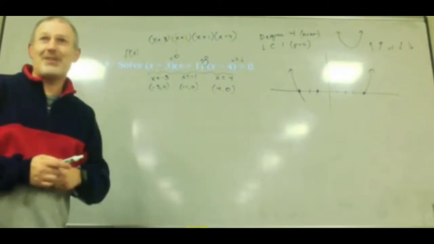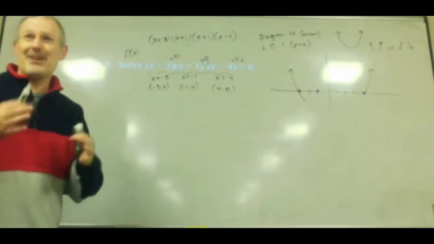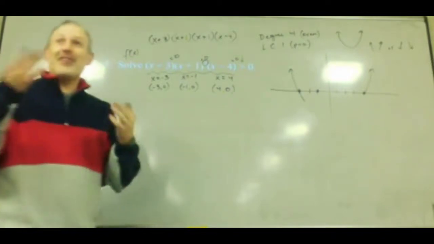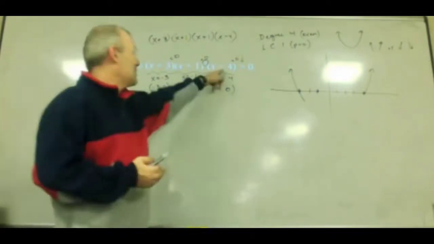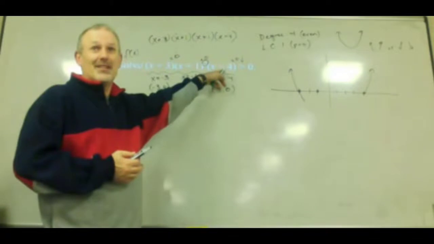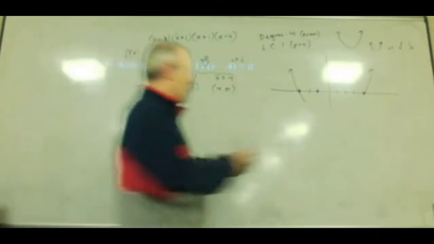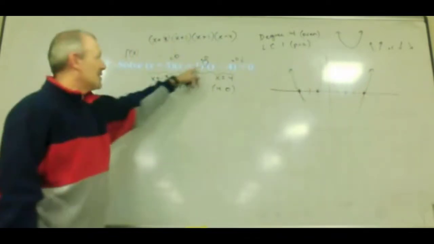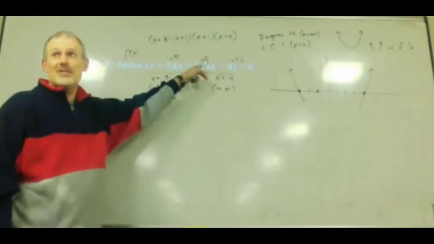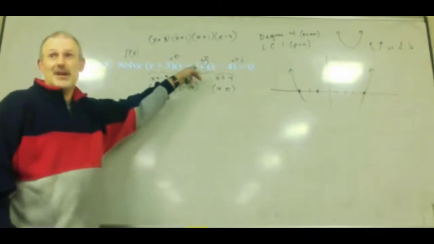Okay, I'm not trying to embarrass anybody. I just really want to make sure we get it so that we understand. Now let's do the other easy one, hopefully easy. This one, what's the multiplicity? 1. So what's going to happen when x is 4? It's just going to go through. Okay? Now this one has a multiplicity of 2. What's going to happen here? It's going to bounce. It's going to touch and go back.